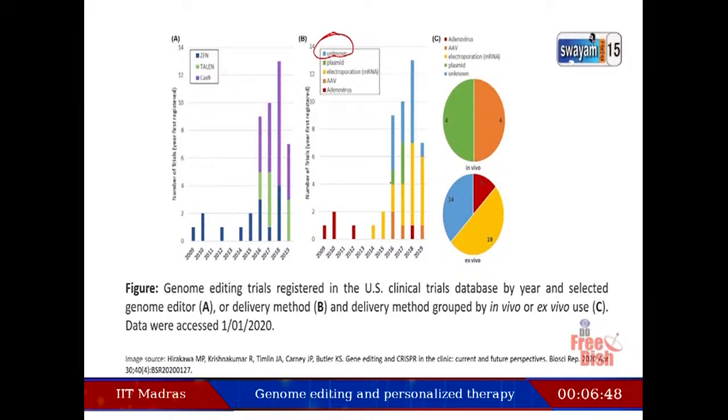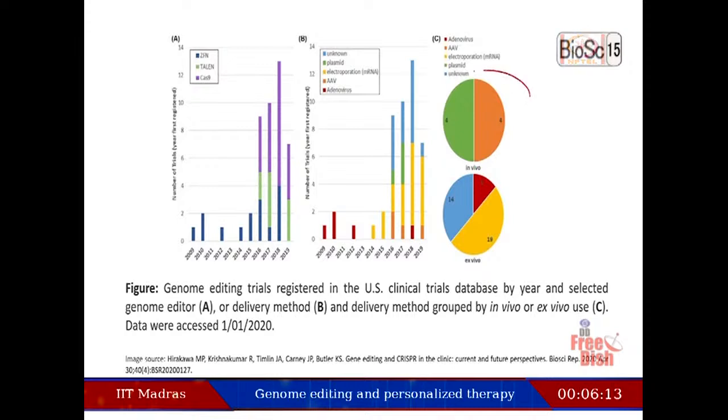And here you can see the use of plasmids as delivery vehicles, and the majority of the time we can see that electroporation has been used. And then we have others like AAVs and adenoviruses, and you can see the number of trials on the basis of the delivery method. They are grouped by in vivo or ex vivo use.